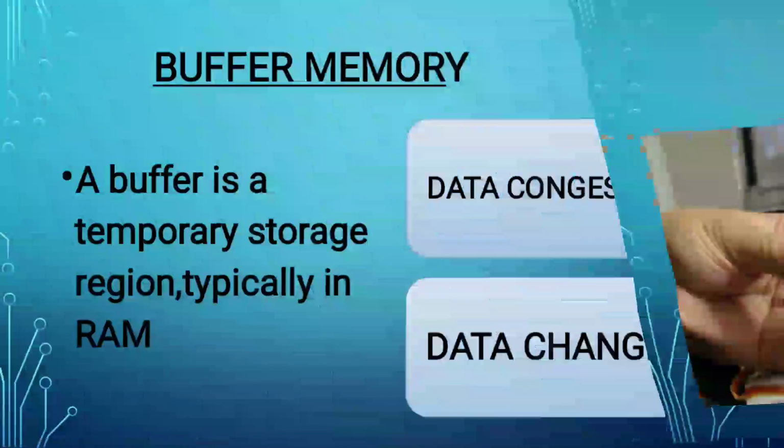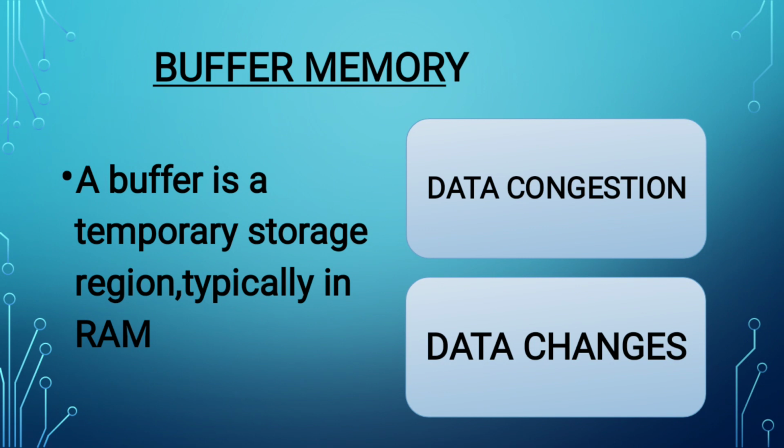We need to know what is buffer memory. A buffer is a temporary storage region, typically in RAM. Data congestion, data changes. Firstly, data congestion. The idea of a buffer was employed to prevent data congestion from an incoming port to an outgoing port of transfer. Data changes. Many programs track data changes in a buffer and then this buffer is copied to a disk.